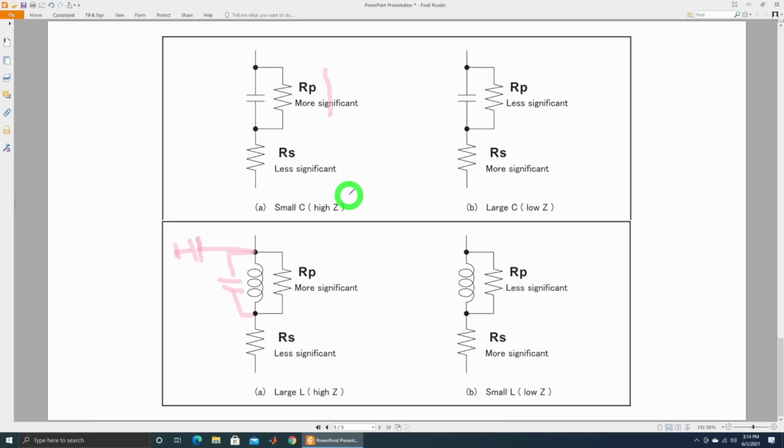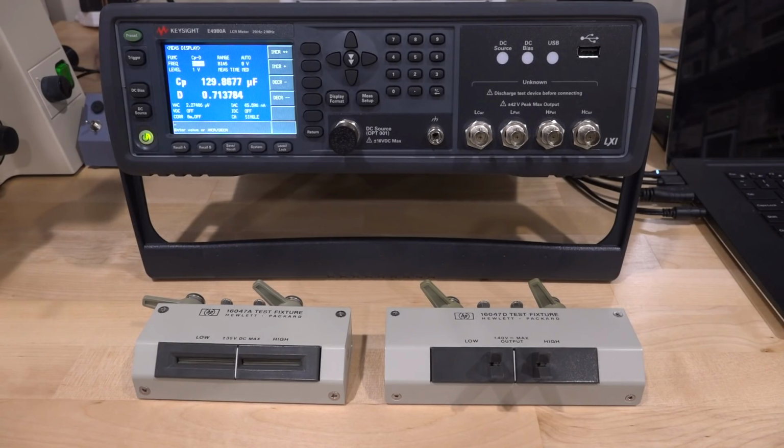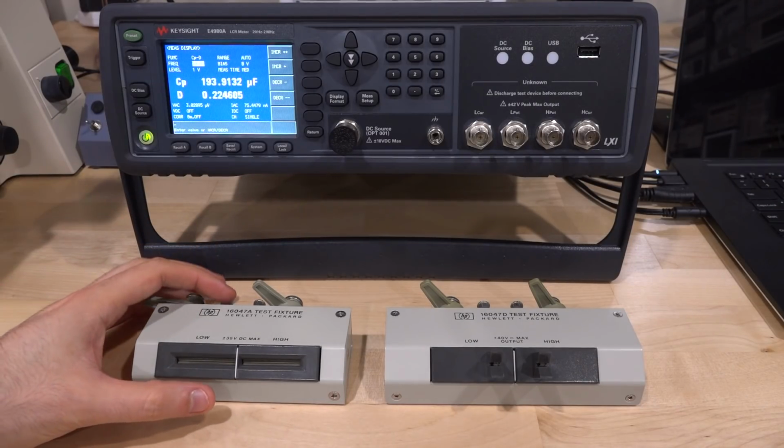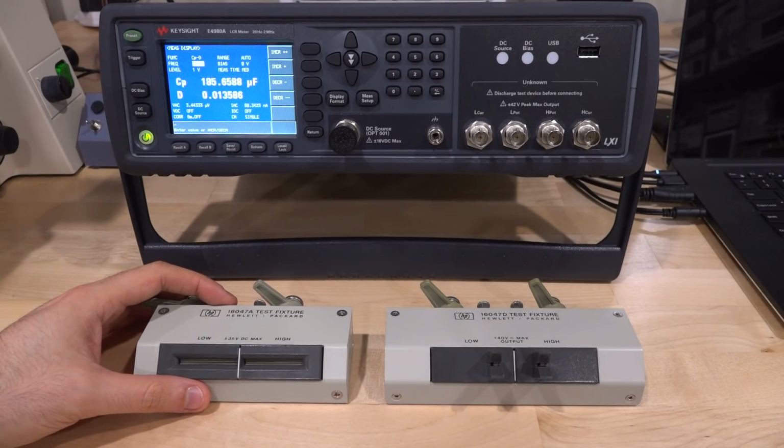Now, another fun thing about these LCRs are the different fixtures that you can buy for them. So I've been hunting on eBay for many years trying to get as many of the different variations and specialized modules as I can. They can be really expensive. These allow you to measure a particular form factor device in a very easy way.